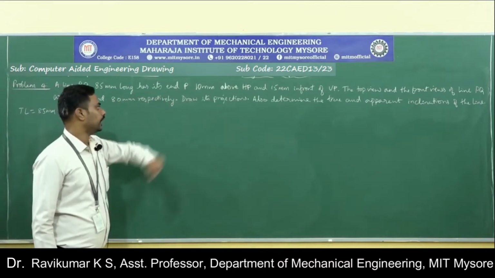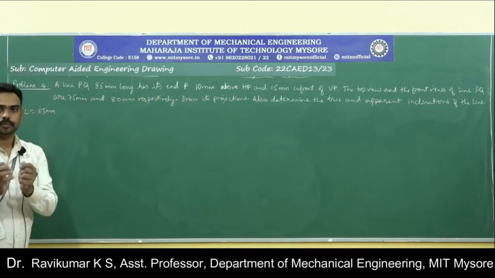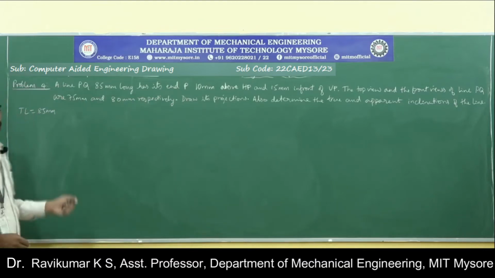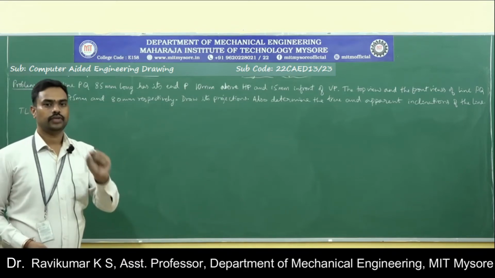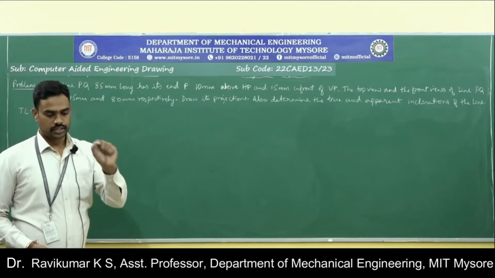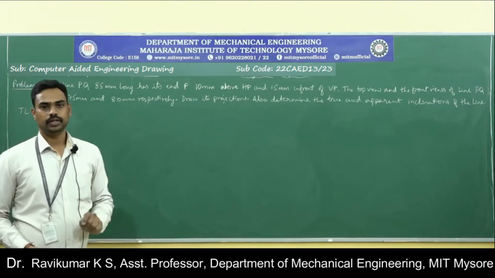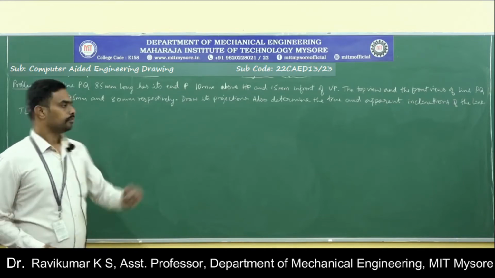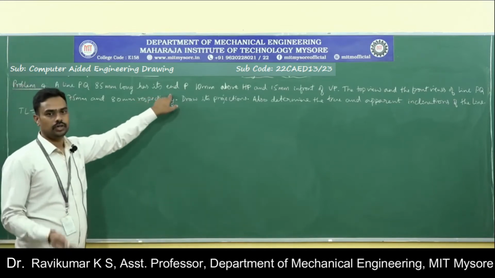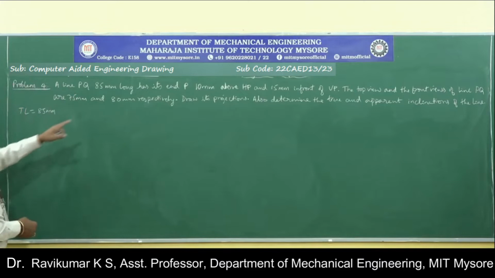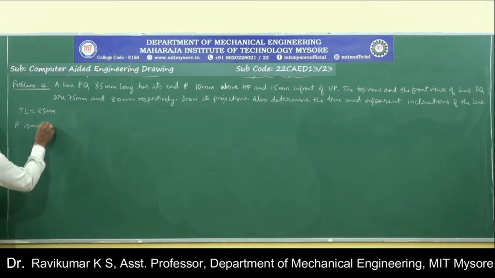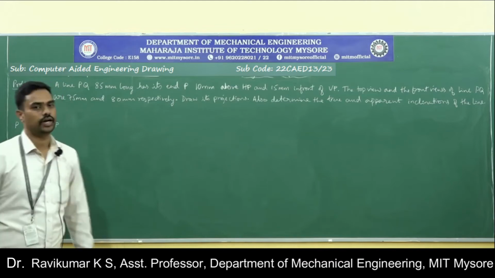It has its end P 10 mm above HP. The position of point P is given here. In the previous problem, the position of point P was not given, but it was said that one end of the line is situated on both HP and VP, that means it is on the XY line. But here the position of one of the points of the line is given with respect to HP and VP. So end P is 10 mm above HP. Obviously it should be above HP and in front of VP because we will be dealing with only the first quadrant.